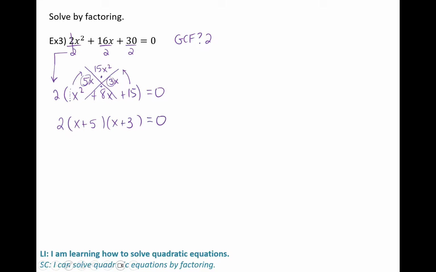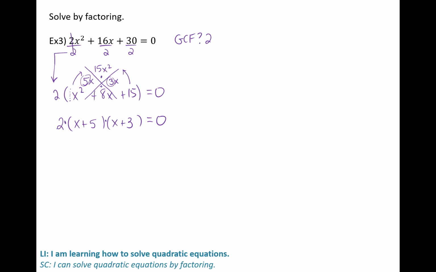So this one, we have a lot of multiplication happening. We have 2 times parentheses times parentheses. The concept is still the same though. If all these are multiplied together and the answer is 0, I know for sure one of them has to be 0. So I would go through and make each thing equal to 0.